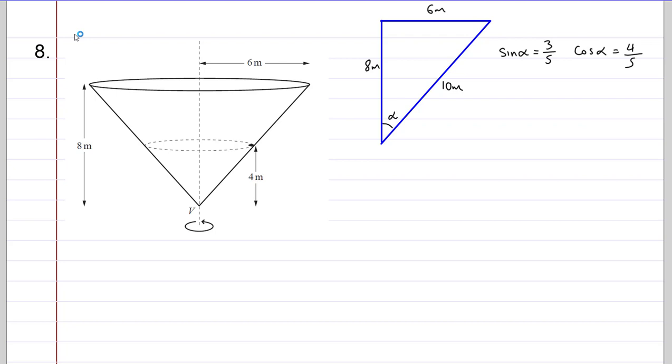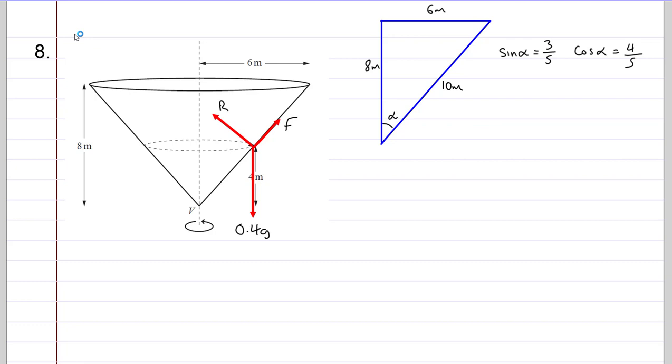Now let's think about the forces that are acting on this particle. We've got a normal contact force, which is perpendicular to the surface, and the particle is on the point of slipping back downwards, so the frictional force is having to work in this direction, and we've got a weight force acting downwards.